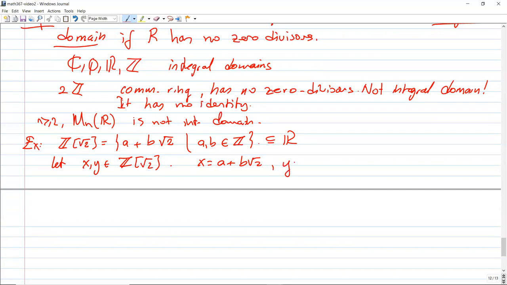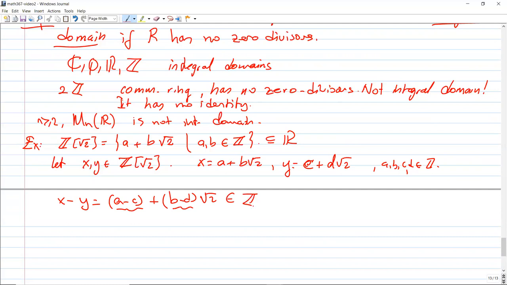And let y be c plus d square root of 2, where a, b, c, d are integers, of course. If you look at x minus y, it is a minus c plus b minus d times square root of 2. Here a minus c is an integer and b minus d is an integer, so this is in Z[√2].